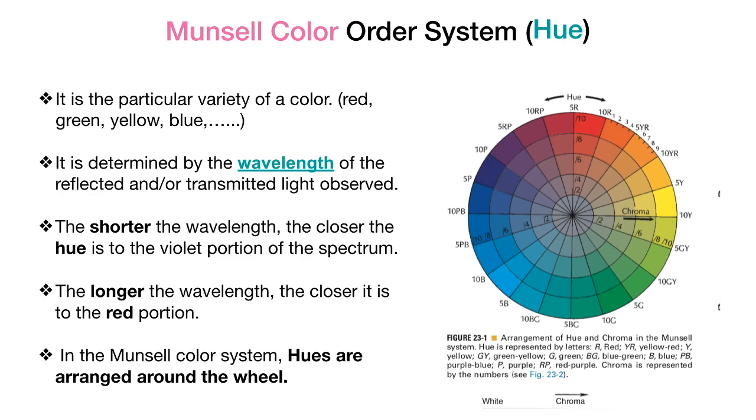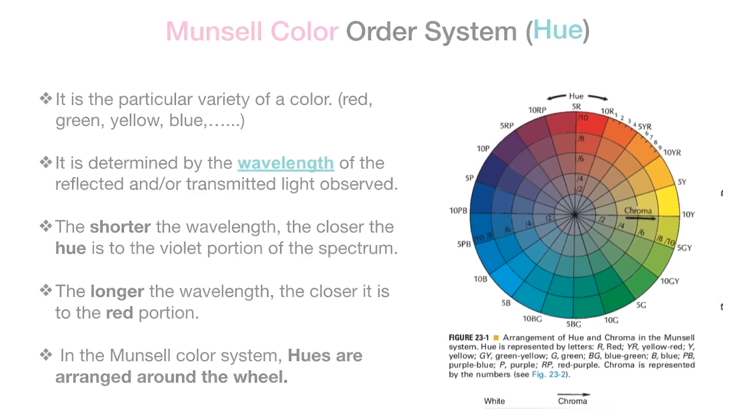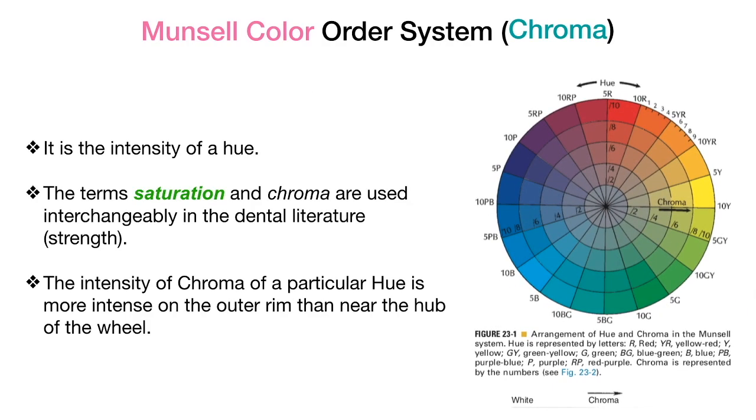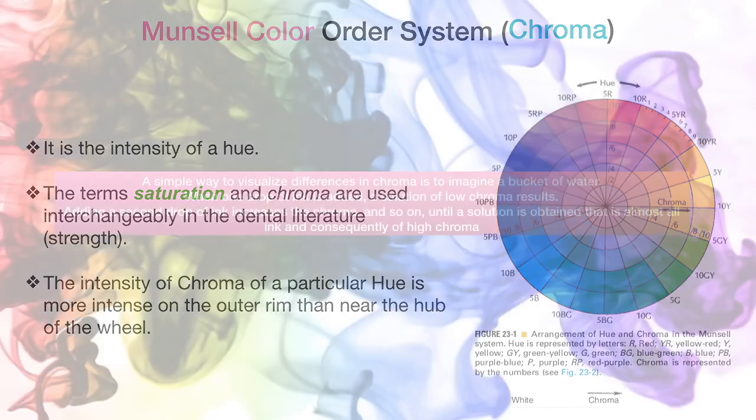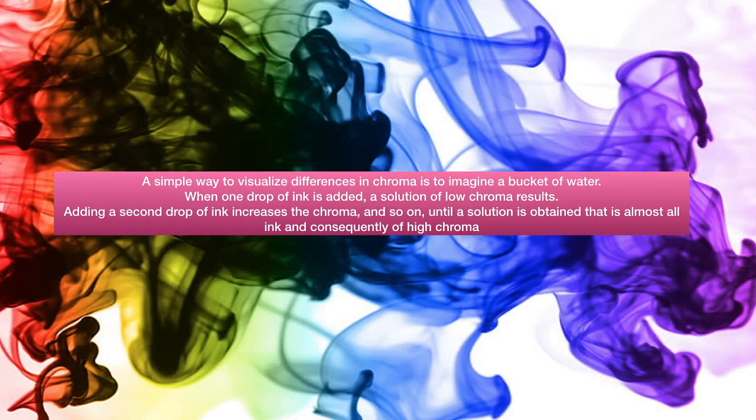So, in the Munsell color system, hues are arranged around the wheel. What about saturation? Saturation or chroma is used in dental literature. The intensity of chroma of a particular hue is more intense on the outer rim than near the hub of the wheel. The same example that I talked about when I started the lecture: a simple way to visualize differences in chroma is to imagine a bucket of water. When one drop of ink is added, a solution of low chroma results. Adding a second drop of ink increases the chroma, and so on, until a solution is obtained that is almost all ink and consequently of high chroma.